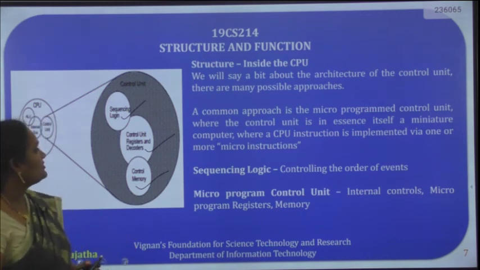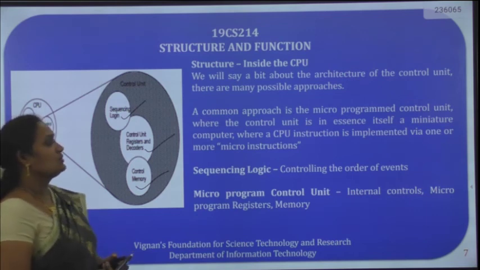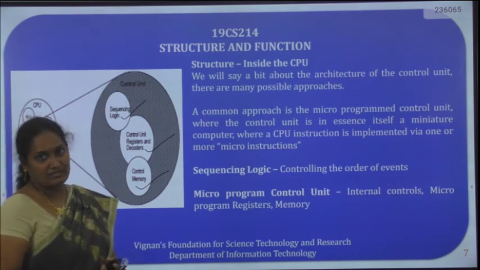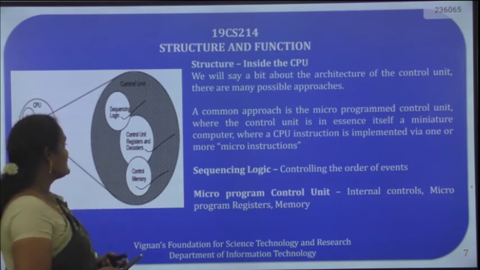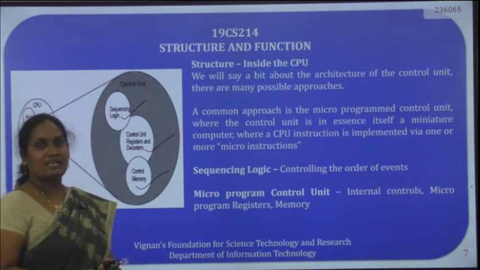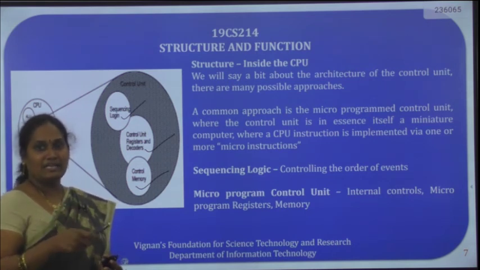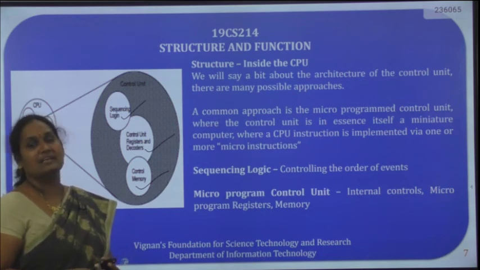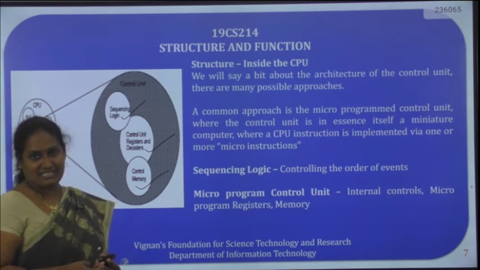Now here, what about the functionalities of these things? The sequencing logic is used to control the order of events. Then control unit registers and decoders. Since it controls all the activities, whenever the processor wants to execute any instruction, first that instruction should be decoded. After decoding the instruction, the operation that the processor is going to do will be decided.